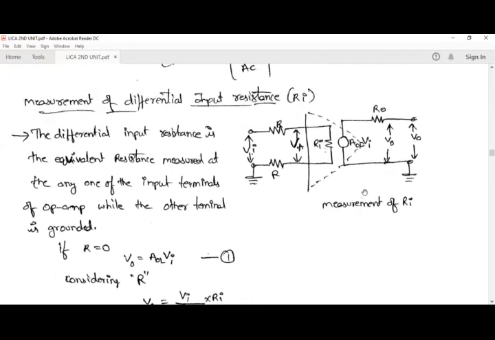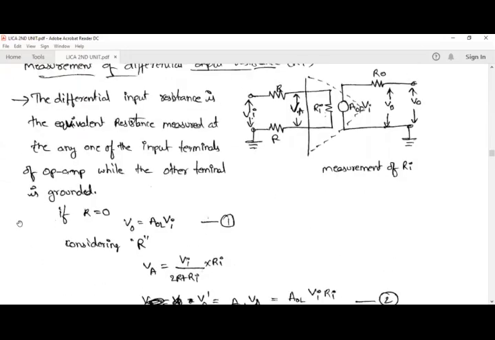So we are going to consider this circuit and measure the input resistance. First of all, if R is equal to 0, then Vi is equal to Va. So if Vi is equal to Va, then we can write the output voltage V naught is equal to AOL into Vi. That is what we are going to write here. This is equation number 1.